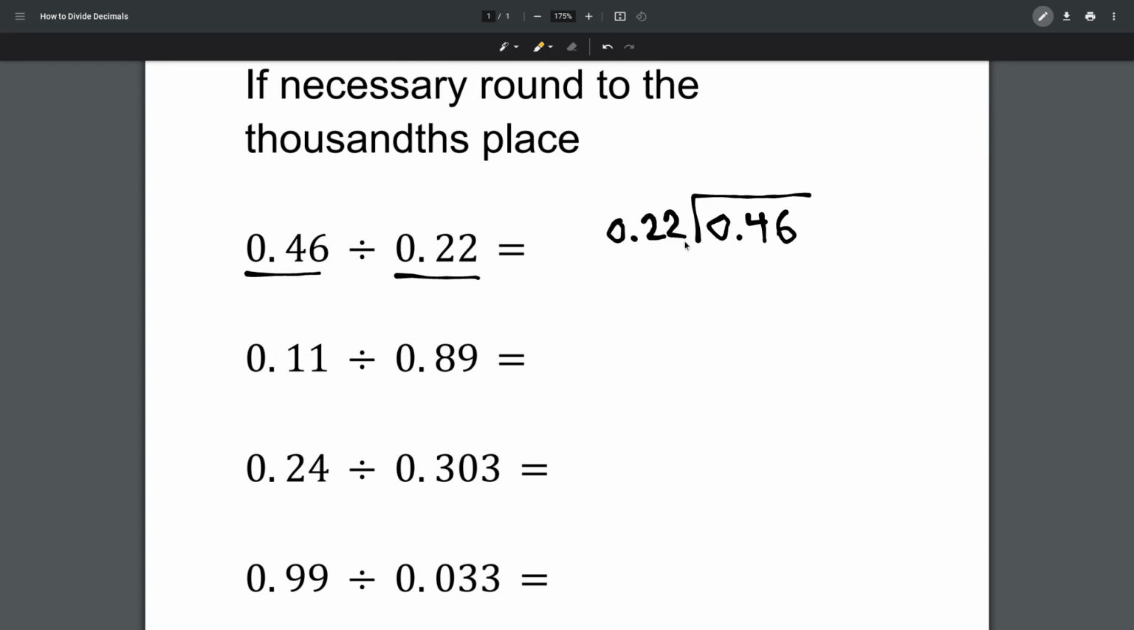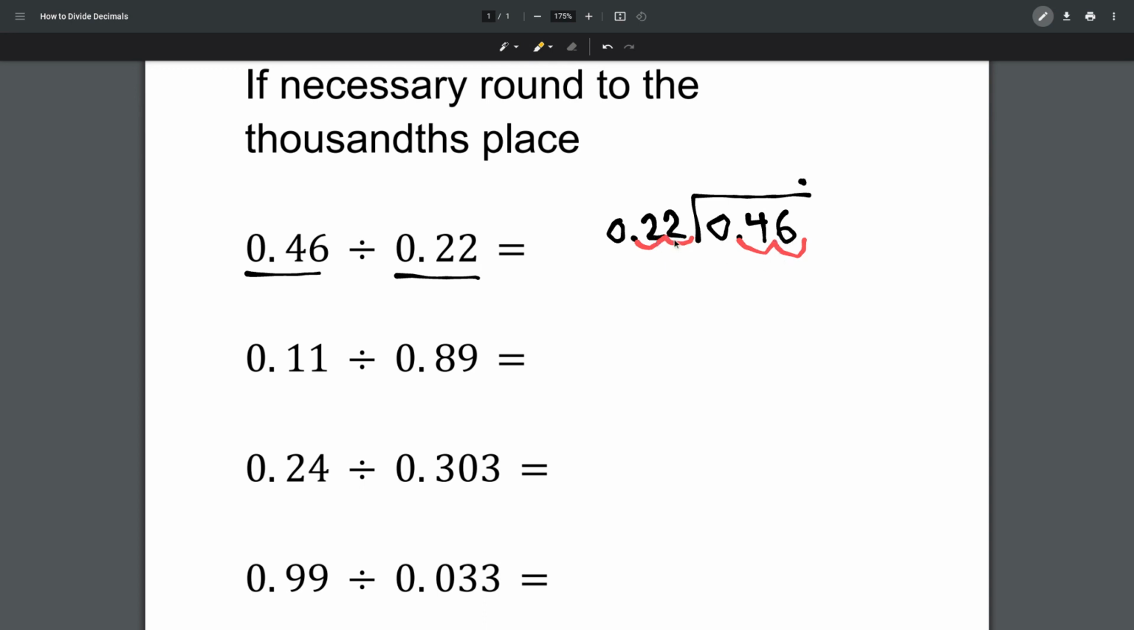Now, when you're dividing by decimals, you want this divisor to have the decimal point all the way to the right. So I've got to move it 2 places to the right here. That means in the dividend, I also have to move it 2 places to the right. So I'm going to put the decimal point here, and if we want to put it above, it's going to be right here. Okay, so now we have 22, and 46 is being divided by 22.